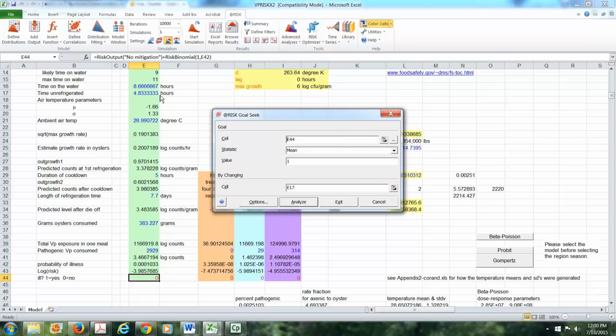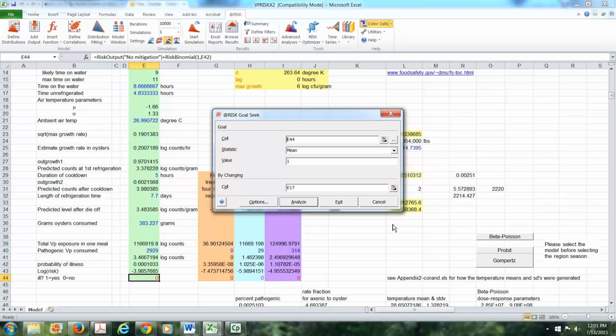Well, I'm going to spare you this analysis because when I hit analyze, it runs 100 simulations of 10,000 iterations each, and it basically comes back and says if the time unrefrigerated is 62 hours, then the person's going to get sick. The value will equal 1 in E44. So having oysters unrefrigerated for 62 hours is hopefully never going to happen. That's a long time sitting on top of the deck of a workboat. So we're going to ignore that for here.